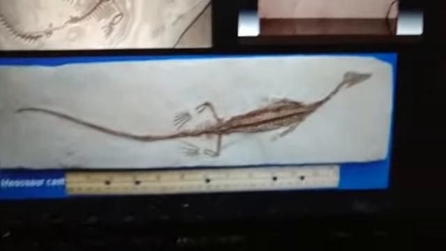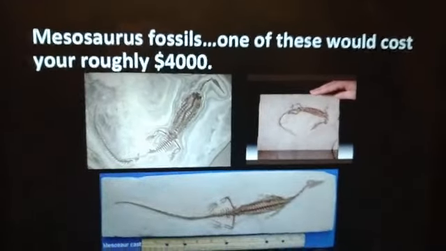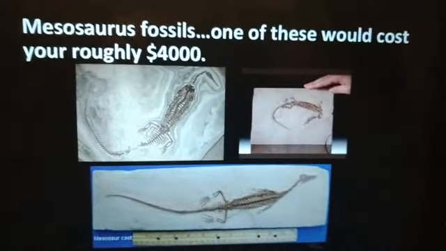There are some other neat looking fossils. I would love to own one, as you guys can imagine, but it's going to cost you about $400, I'm sorry, $4,000. So that's not in my budget right now.